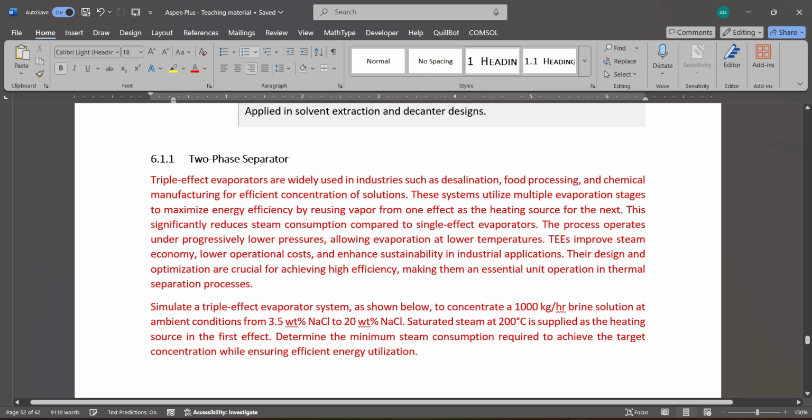The task is to concentrate a 1000 kilograms per hour brine solution at ambient conditions from 3.58% to 28% sodium chloride. So at the inlet, the brine concentration is 3.58%, and we are asked to simulate the case to achieve a 28% sodium chloride solution. For heating purposes, saturated steam at 200 degrees Celsius is used. In the whole simulation, we are asked to determine the minimum steam consumption required to achieve the target concentration while ensuring efficient energy utilization.